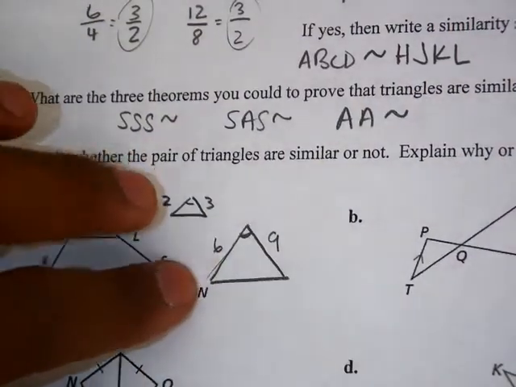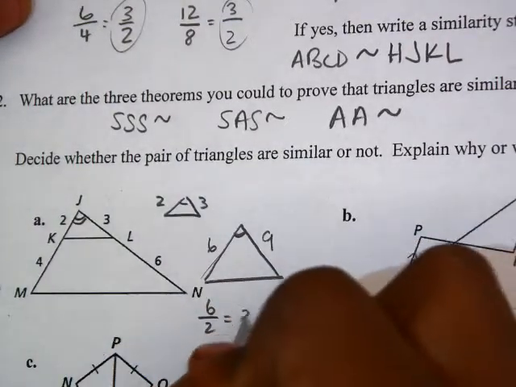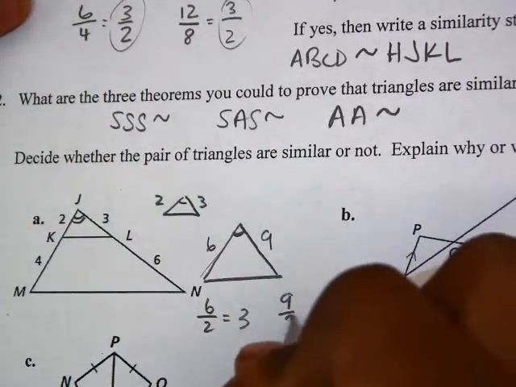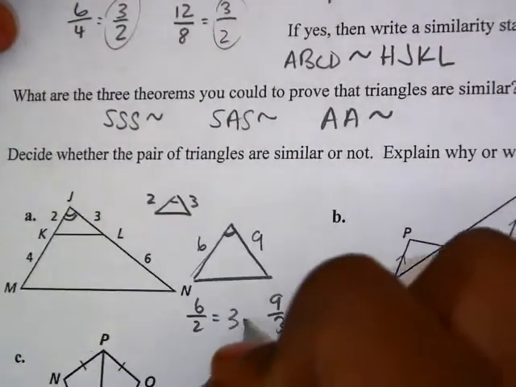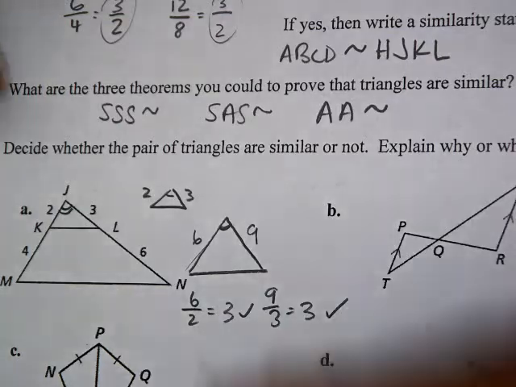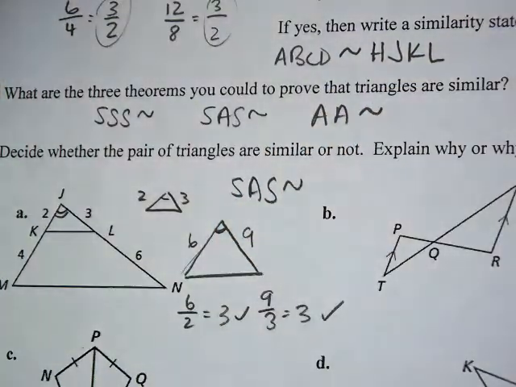So we need to see if these sides are proportional. If 6 over 2, that's 3, is the same as 9 over 3, which is also 3. Okay. So the 2 sides are proportional and the angle is in between. So these triangles are similar by side, angle, side.